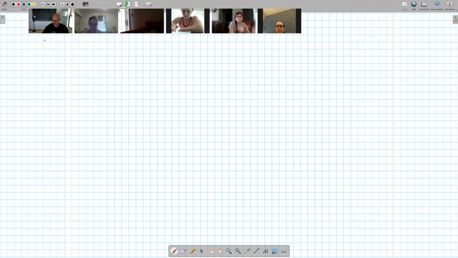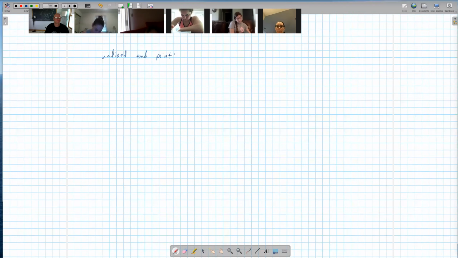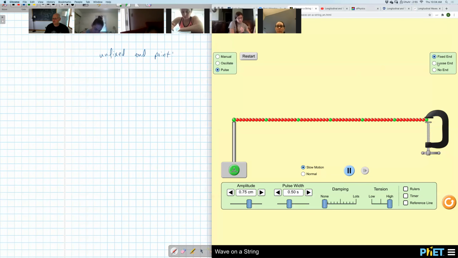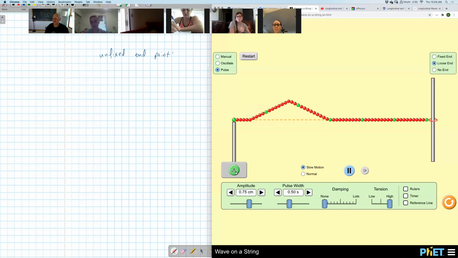So let's look at what happens with an unfixed endpoint. Let's see what happens then, and then we'll use the superposition to try to figure out why this happened. Okay. So let me release this endpoint. I'm going to, again, send in the same pulse. It's going to come in, hit the boundary, and then come out.